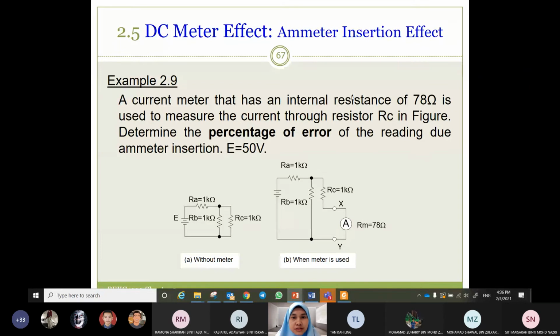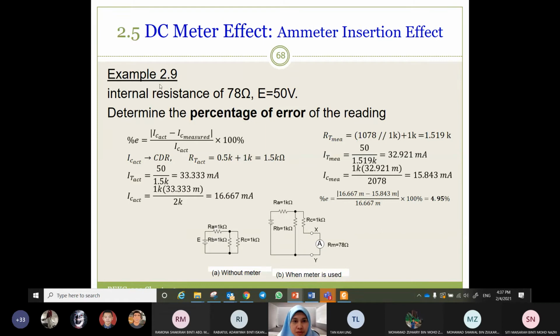A current meter that has an internal resistance of 78 ohm is used to measure the current through a resistor RC here in the figure. Determine the percentage of error of the reading due to the ammeter insertion effect. The voltage source is 50 volt. This is without the meter. This is when we put the ammeter in this path.